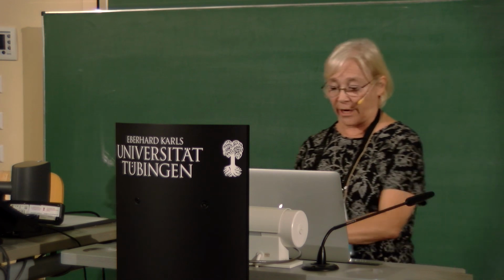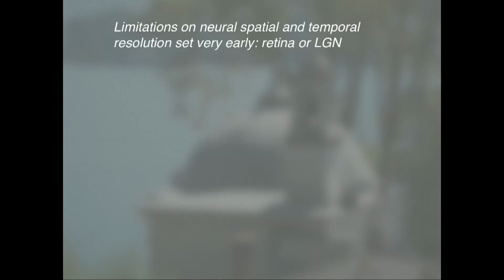However, in terms of resolution, it may well be that temporal resolution is set already, perhaps at the level of the retina, but certainly at the level of the LGN. So that's the one thing that is against the rule that I mentioned earlier. So what have I told you so far? There are limitations on neural spatial and temporal resolution.